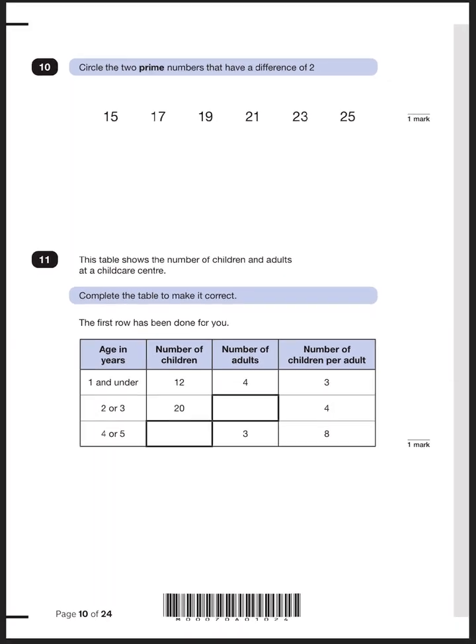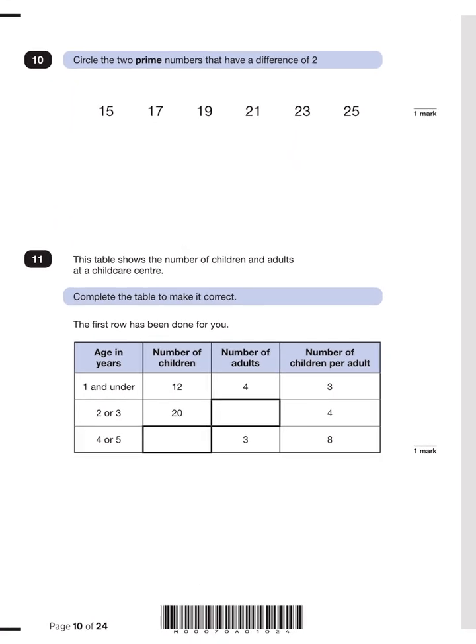Number 10. Circle the two prime numbers that have a difference of 2. Is 15 prime? No, because 3 times 5 is 15. Is 17 prime? Yes. 19? Yes. 21? No, 3 times 7 is 21. 23 is prime. 25 isn't because 5 squared is 25.